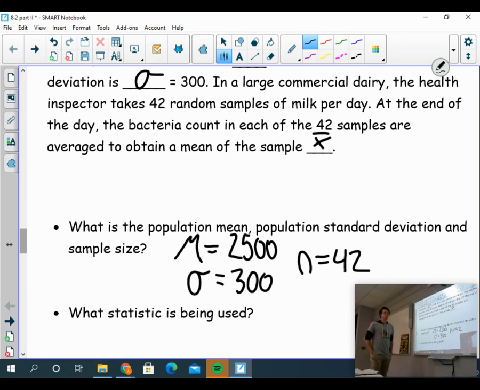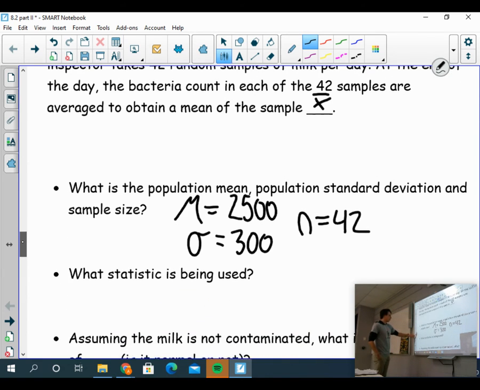What's the difference between sample size and number of samples? Sample size, remember, is the amount per sample, and then we have our number of samples. Our sample size here is 42. Our number of samples would be however many days we count the bacteria in the 42 samples. Okay, so make sure you know the difference there: sample size versus number of samples.